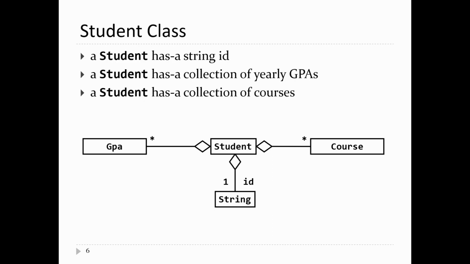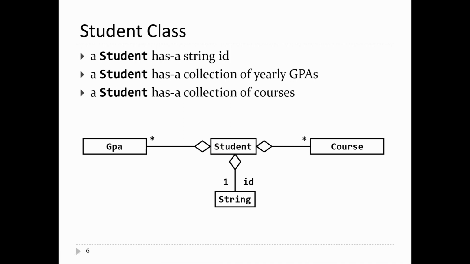Okay, so when you're drawing the UML diagram for a class that has a collection or collections of some kind, most of the time you don't actually show the collection itself. So here we've got student. Student has a string as an ID, probably a student number of some kind. Student has a collection of GPAs. Notice what the UML diagram shows. It shows that student is an aggregation of some GPAs. It doesn't show the collection that's storing the GPA.